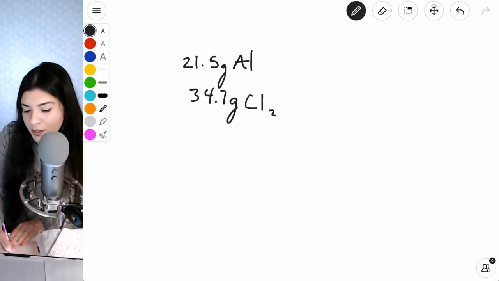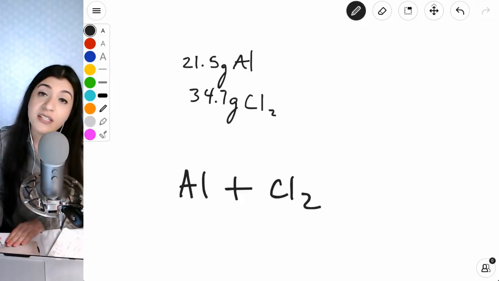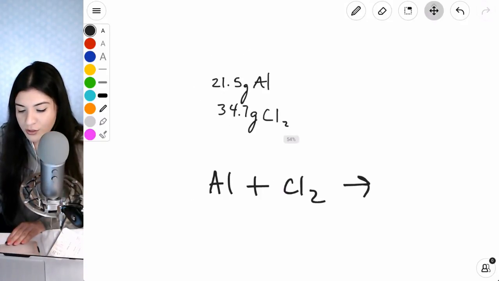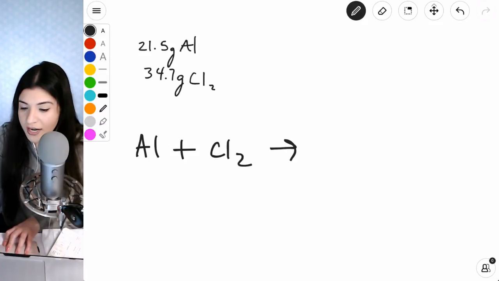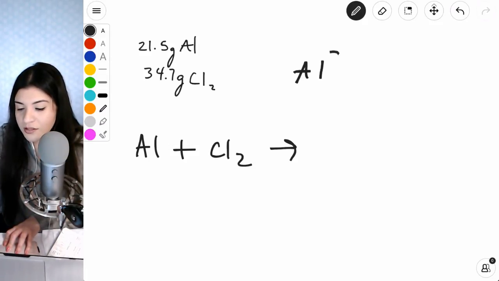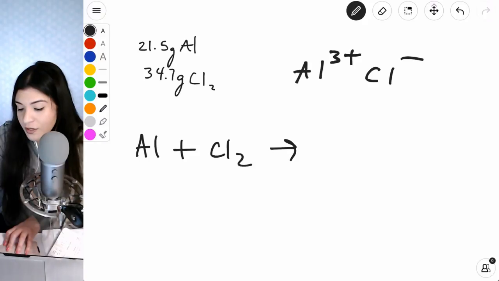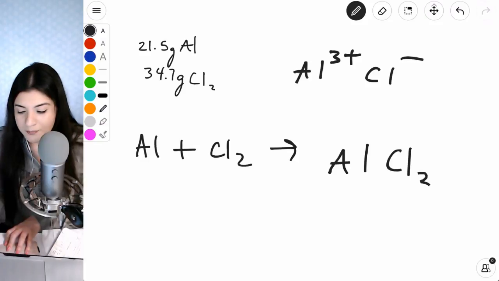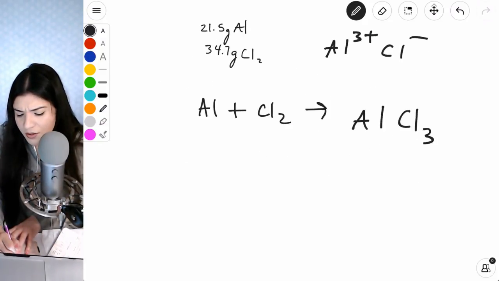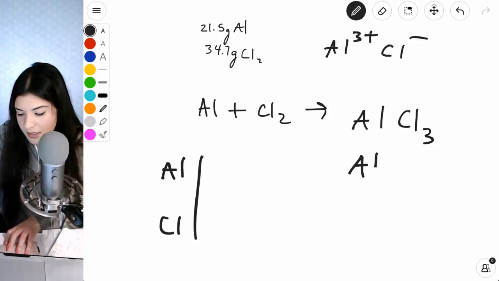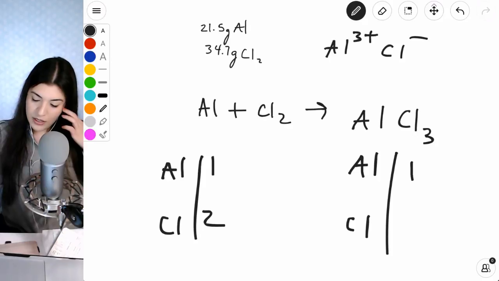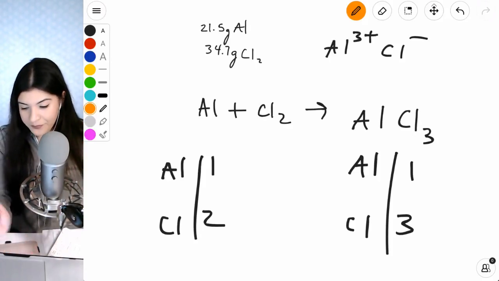This question stated that we have aluminum, and we're going to add that to Cl2 because any sort of halogen is diatomic, meaning it exists in pairs. And then what's going to happen is those two are just going to combine to form aluminum chloride. Remember that aluminum's charge is 3+ and chlorine has a -1 charge. So this is going to be aluminum and then Cl3. Let's balance this out. So this is just 1 and 2, and then there's 1 aluminum and 3 chlorines.